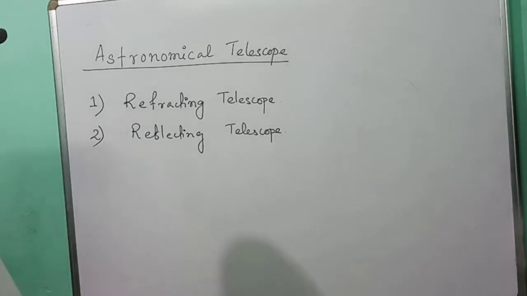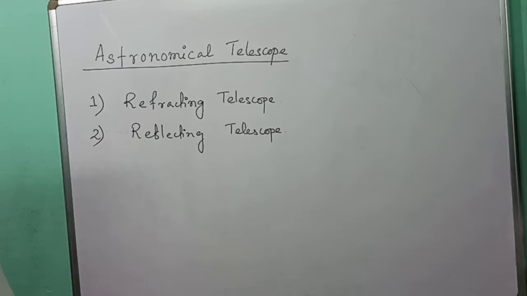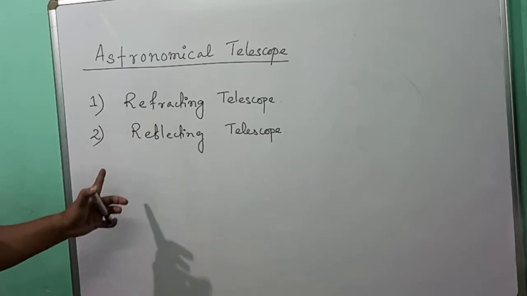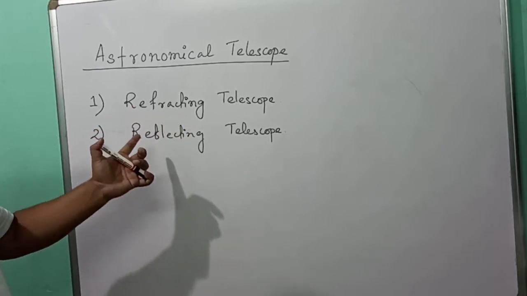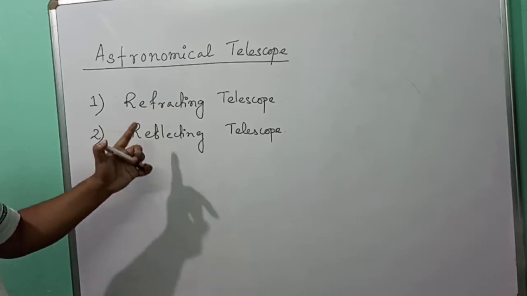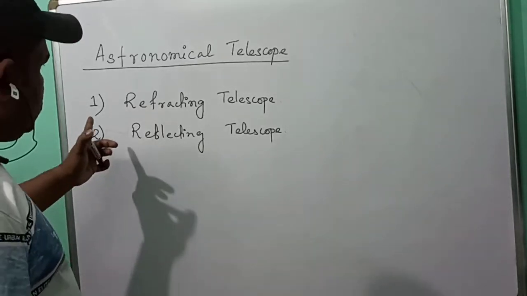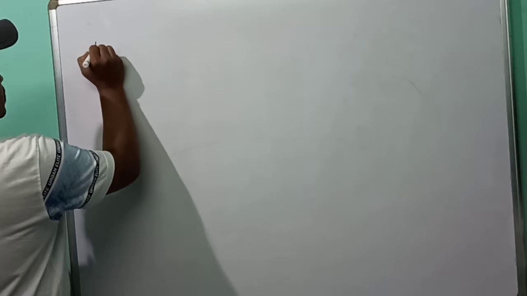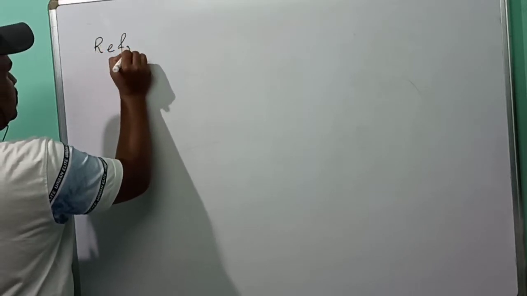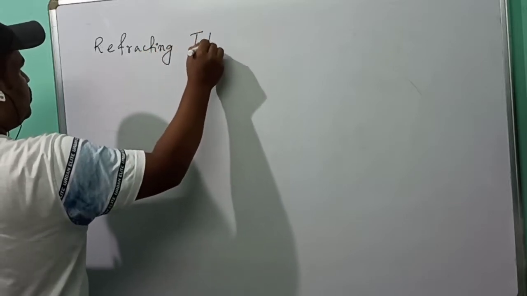Fine. Now first we will consider the first type of telescope, that is the refracting telescope, and we can also find the image formation and the magnifying power for these two types of telescope. So first we'll discuss a refracting telescope. This is a refracting telescope.